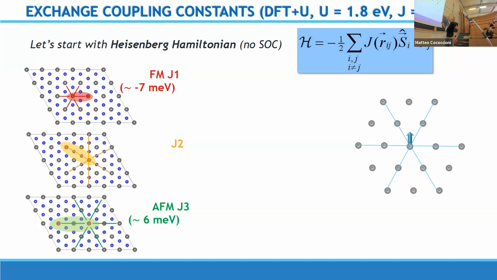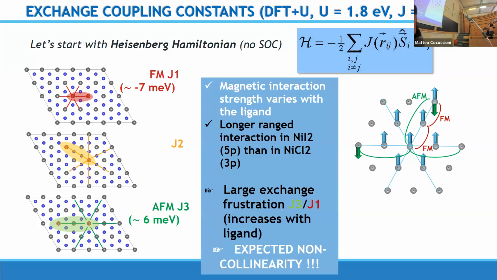So when you try to place your spin on your lattice, you start from, let's say, a central spin. Then, okay, first neighbor is strong and ferromagnetic. I put them up. Then third neighbor, already I don't know what to do, right? I would like to put them down because J3 is strongly anti-ferromagnetic, but then this interaction would be frustrated. And so I expect some non-collinearity from the exchange frustration.